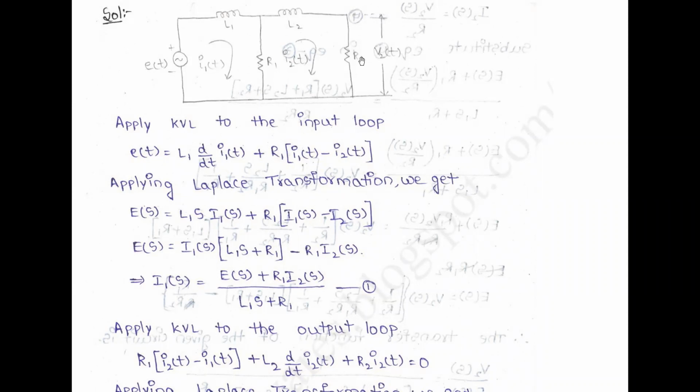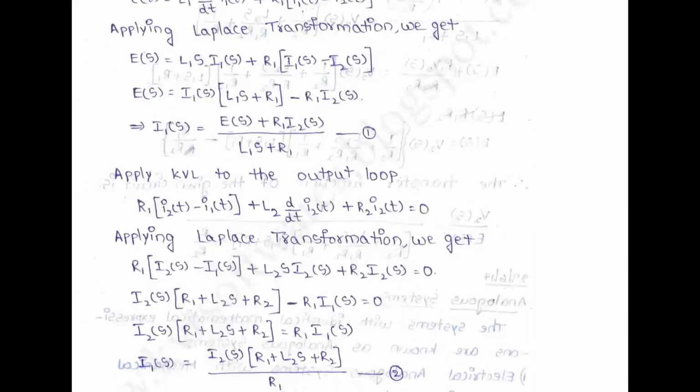I repeat, R2 into I2 of t. R2 is connecting only I2 of t, so R2 into I2 of t plus L2 into di2 by dt plus R1 into I2 minus I1 is equal to 0. Apply the Laplace transformation.